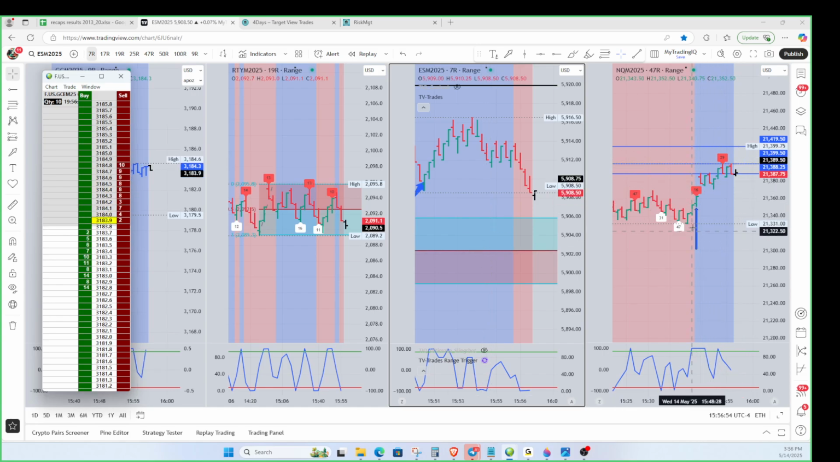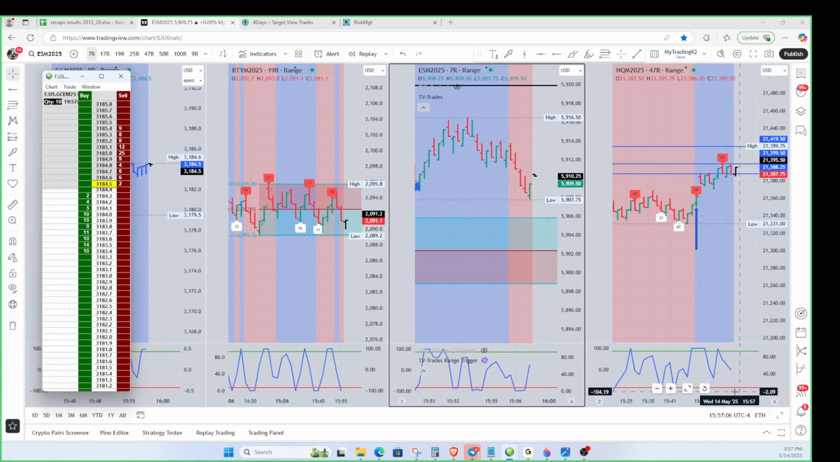Over here on the NQ, we didn't fill that gap yet, but now that we've moved up this far, filling the gap would be a pretty good entry point. You'd have the same kind of scenario. You'd have to have a couple of down closes, get this in the oversold, and flatten out down here in the oversold, and be able to take a trade off of that.